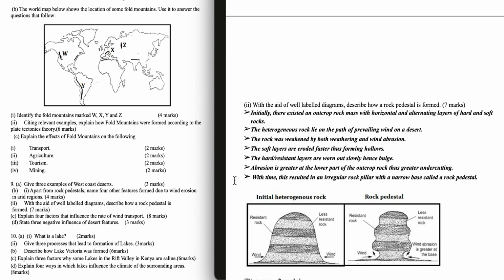The soft layers are eroded faster, thus forming hollows. The hard layers are worn out slowly, hence bulge. Abrasion is greater at the lower part of the outcrop rock, thus creating undercutting. With time, this resulted in an irregular rock pillar with a narrow base called a rock pedestal. So the initial heterogeneous rock, after being weakened by weathering and wind abrasion, now goes to rock pedestal.